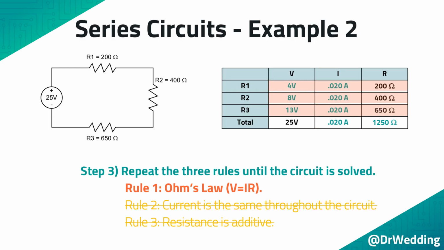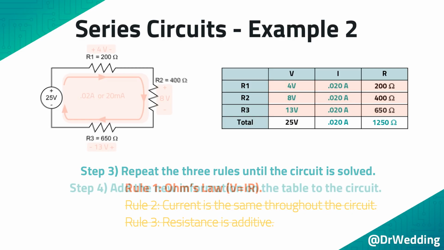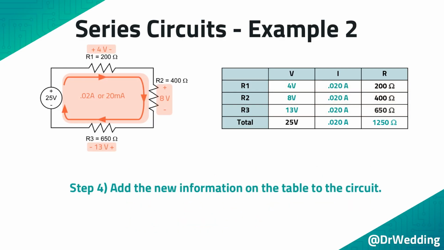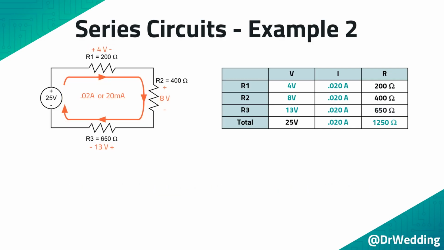Fourth, use Rule 1. Ohm's law. Apply this rule to each row, one at a time. This gives you the voltage drops across the 3 resistors. Step 4. Copy the new table information onto the circuit. Solving a series circuit is very easy because it is just following the 4 steps in order.